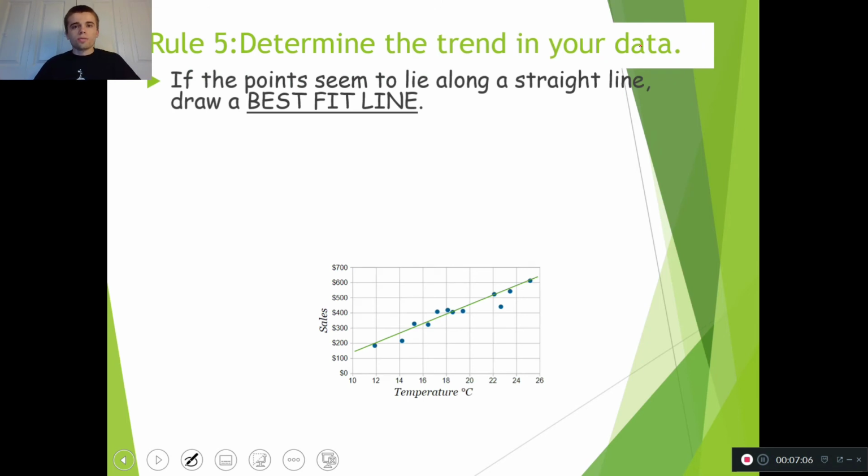Rule 5 is determining the trend line in your graph. So if you look at your graph and it seems to be a linear graph, so all your data points fall along a straight line, you're going to want to draw a best fit line.